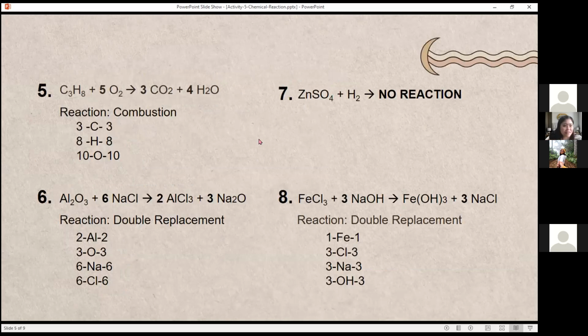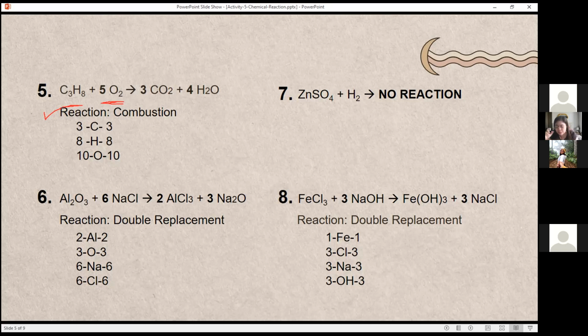Okay, number 5. Let me write on the screen. Please listen. We have here the combustion reaction. This is correct. Now, how do you know that the equation is a combustion reaction? Class, your hint is, first, the other reactant is always oxygen. And then, the other reactant is most of the time carbon-containing. Again, carbon-containing reacting with oxygen.